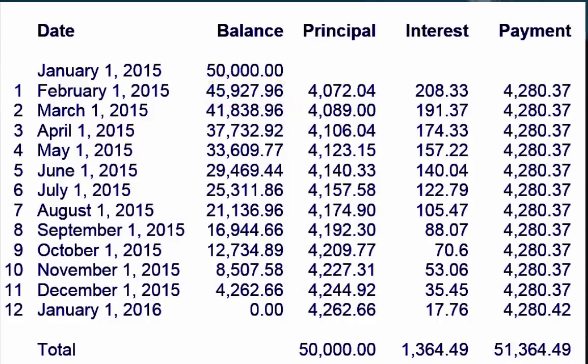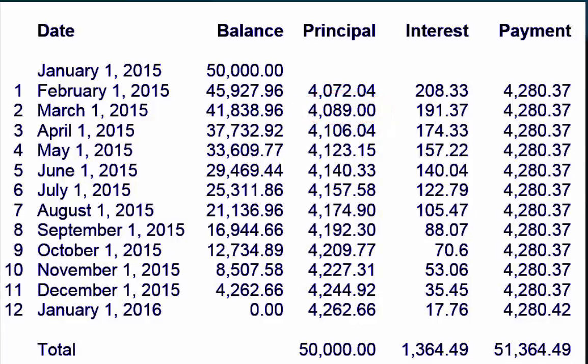So the balance will be $45,927.96. Then comes the next payment date, which is March 1, 2015. And again, the borrower pays $4,280.37. The interest is less this time. It is $191.37 because we have calculated the interest on the balance, which was $45,927.96. And so the remaining from the payment, which is $4,089, will be the principal.